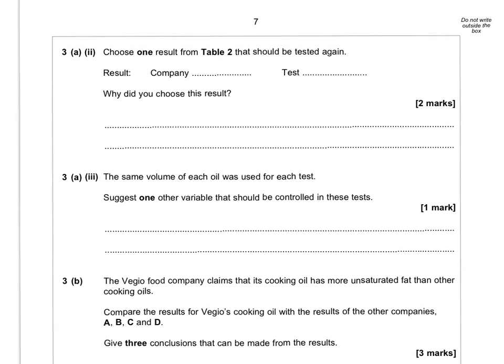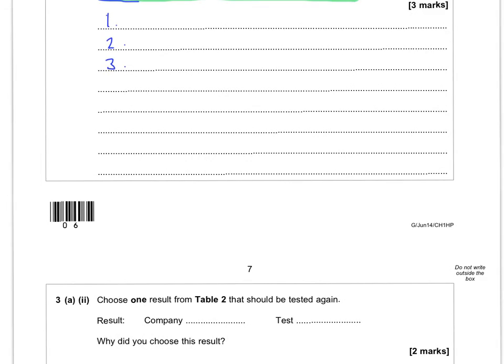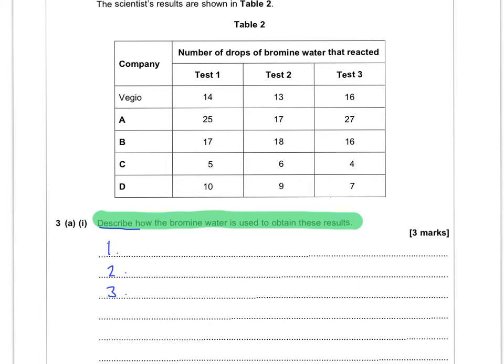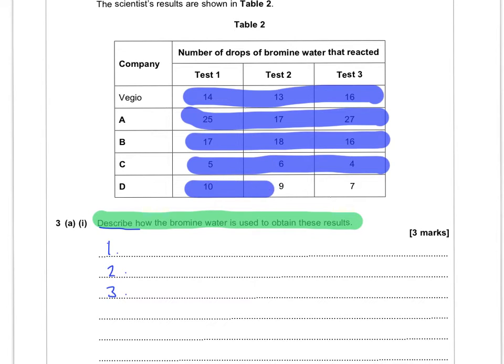And then it says choose one result from table 2 that should be tested again. Okay, company and test. And then why did we choose this result? So for this we will look along the line. So Veggio 14, 13, 16. Doesn't look anything unusual there. Company A, well there does look something unusual there. Company B, nothing unusual. Company C, nothing unusual. Company D, potentially something unusual but not massively different.